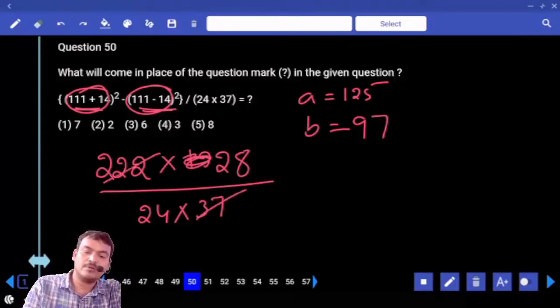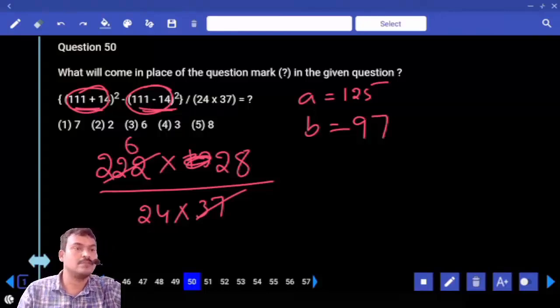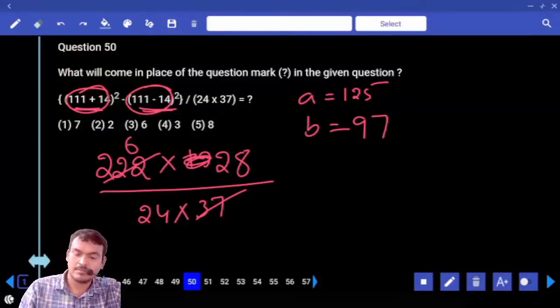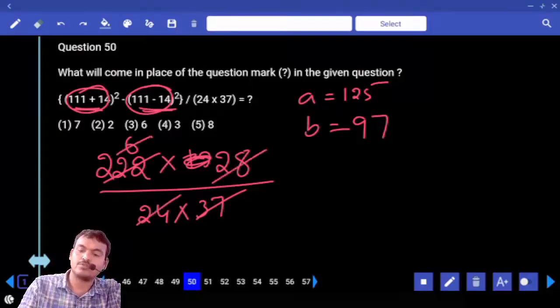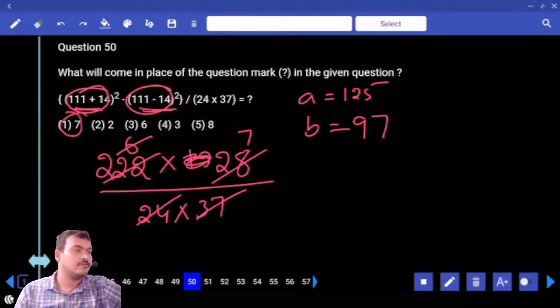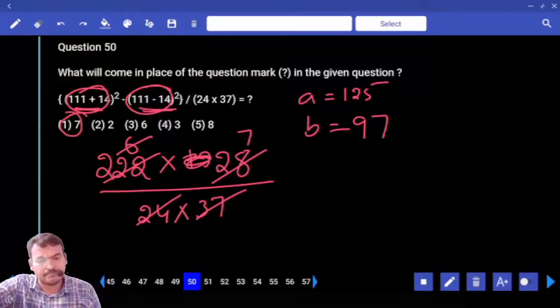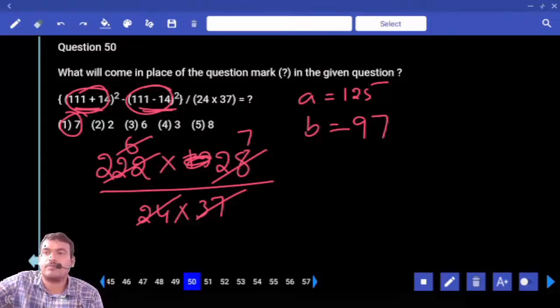37, how many times? Almost 6 times or 7 times? 6 times. Next, 6 how many times? 24. 4 times. 4 how many times? 28. 7. Which option? First one. It is already a plus b whole square, so a plus b value 125, nothing but a value 125, then b value 97.